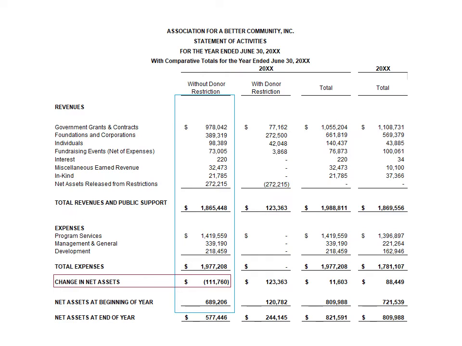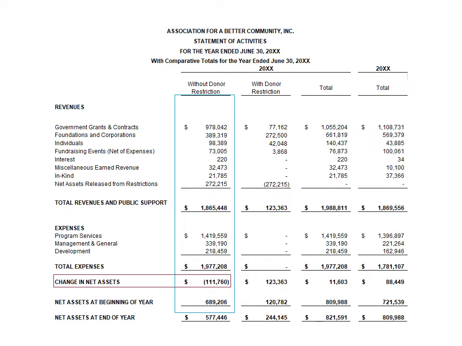The change in net assets on an unrestricted basis is our true operating results for the year. That's our bottom line, even though, as you will notice, it does not appear on the bottom line in the statement of activities. That is still our operating result for the year. So you'll notice in this case, our operating result was a deficit of $111,000.